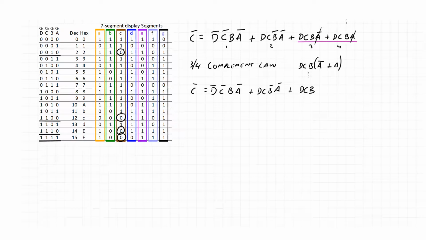So just write out again what we have now, or DCB. So what are the commonalities here? So we've got the last 2 terms. We've got DC as common factors. Then we've got B or not B, not A. So that is the absorption law.